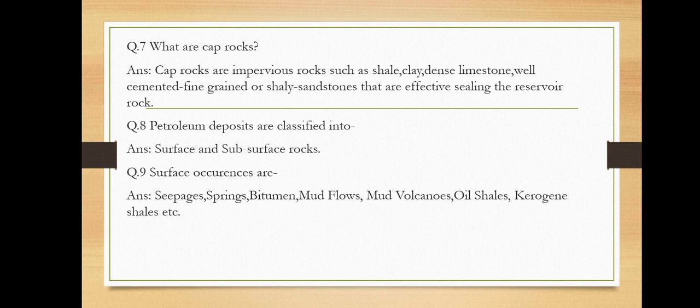So how does petroleum occur on the surface? In the form of seepages, springs, bitumen, mud flows. So these are the forms of petroleum which can be seen over the surface of the earth.